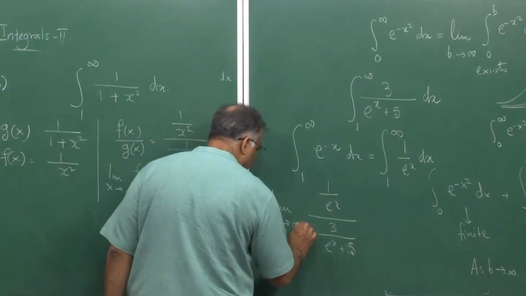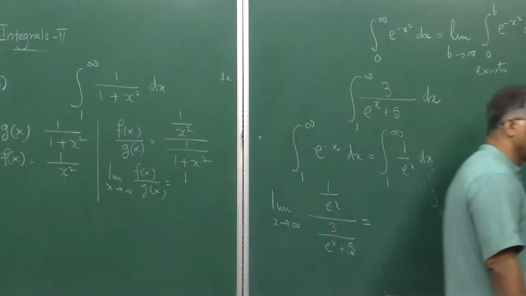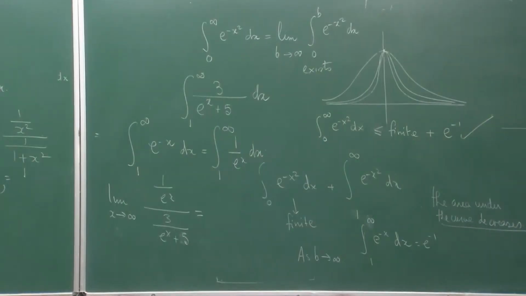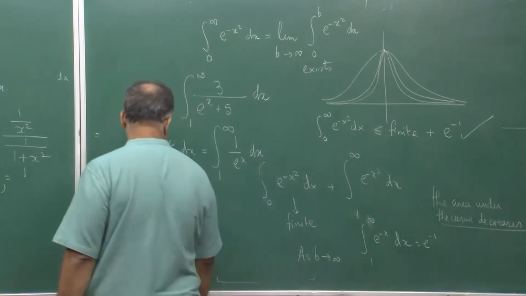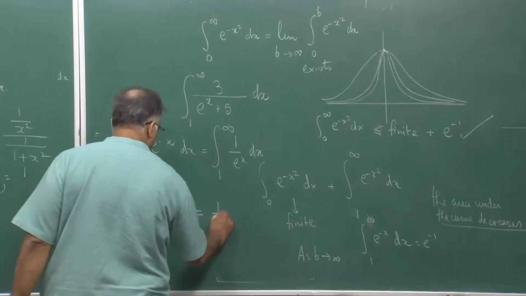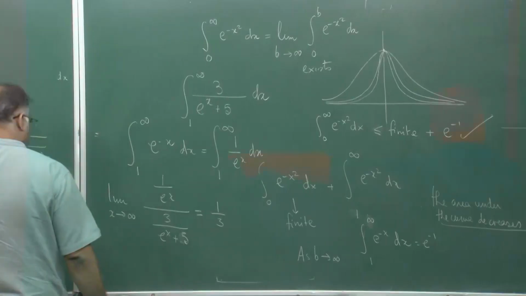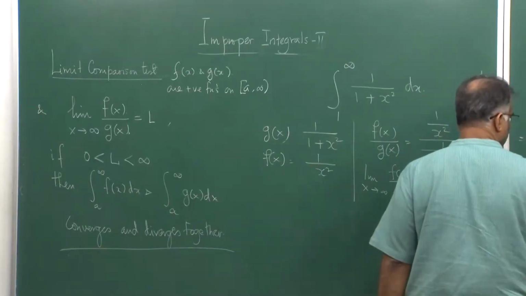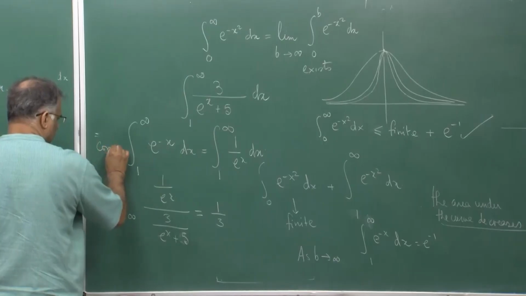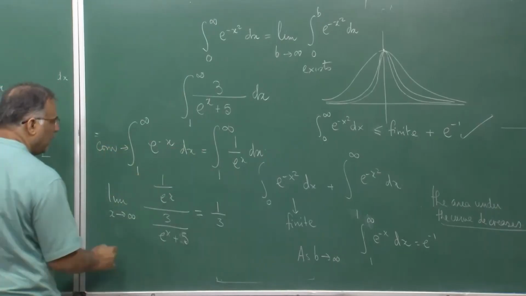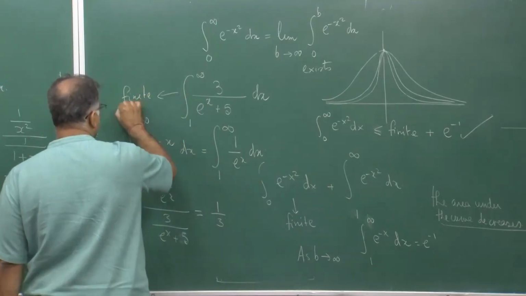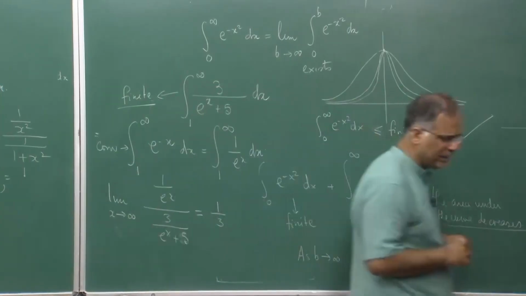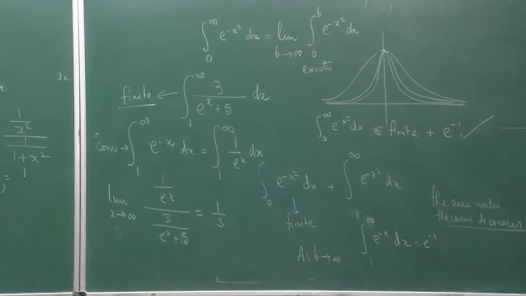The limit as x tends to infinity is actually 1/3. So, then it is in that range. Because we already know that this integral converges, meaning it is finite, hence this integral is also finite. So, with this we end today's lecture here.